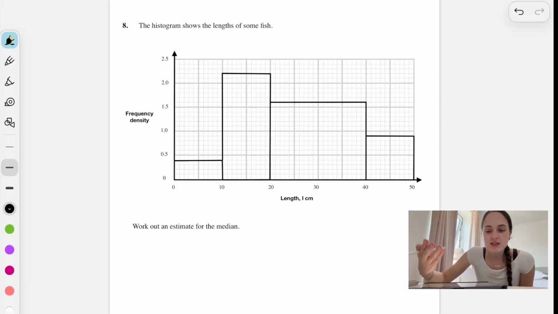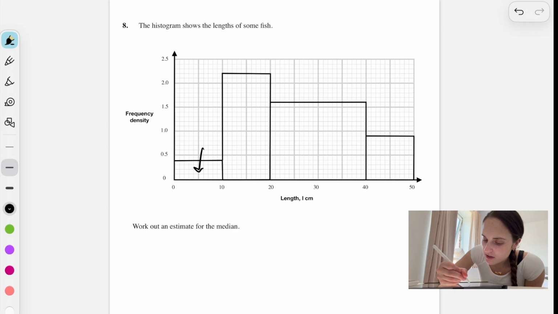So this question here, we have the histogram showing some lengths of some fish. So we have to once again work out what the median is. So the first thing I'm going to do is work out what the total number of fish is. So for this bar here, I'm going to do 10 times 0.4. 10 times 0.4 is 4. This bar here, I'm going to do 10 times 2.2.